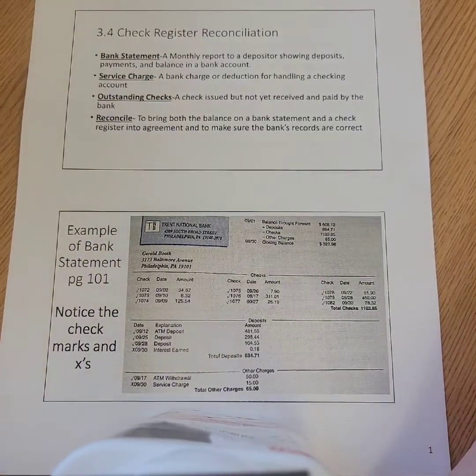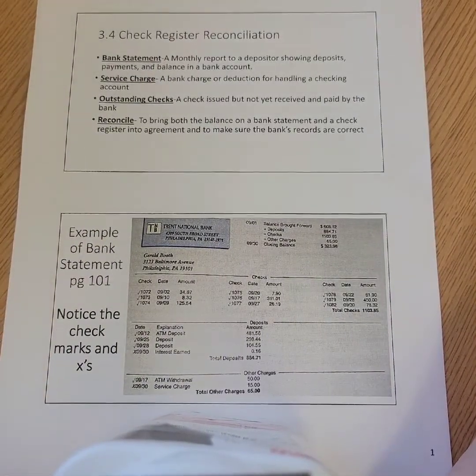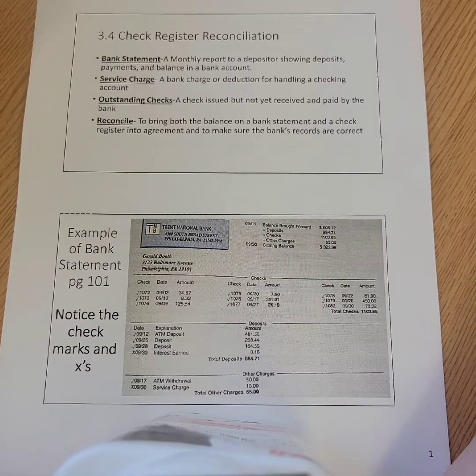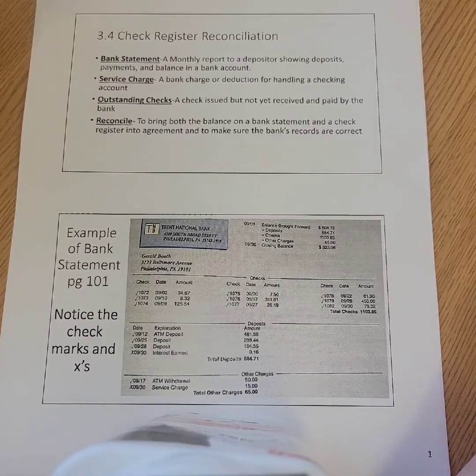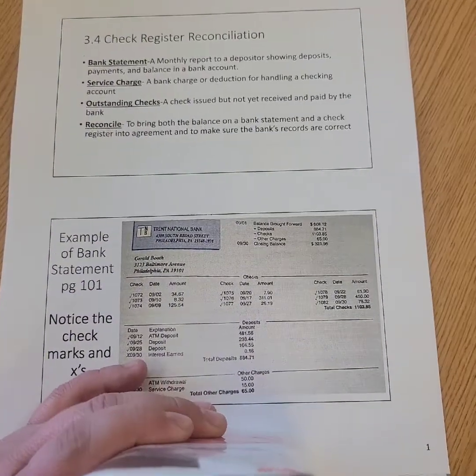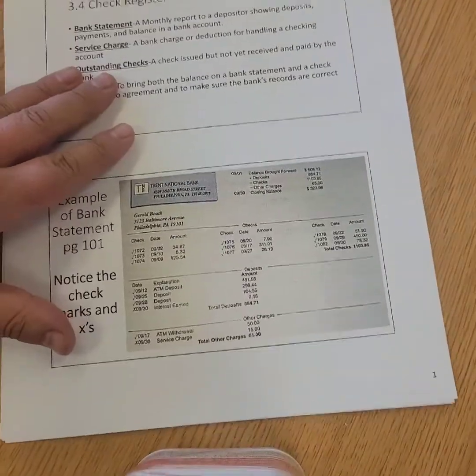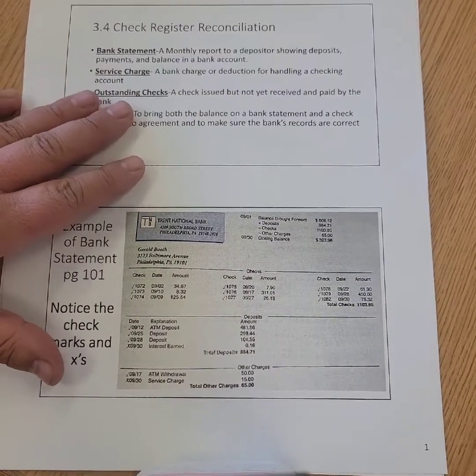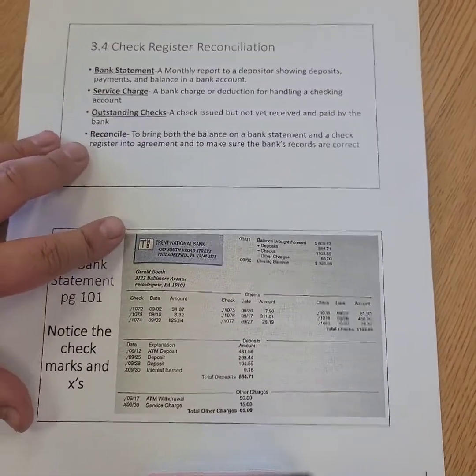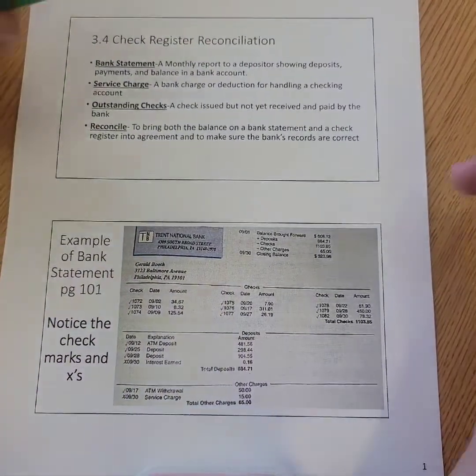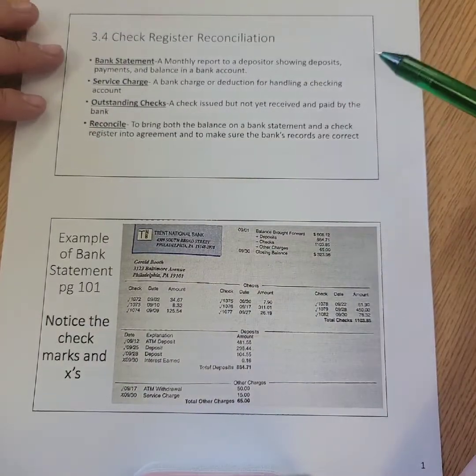Okay, 3.4 check register reconciliation. Sometimes people refer to this as balancing your checkbook. It's just making sure that what you think you have in your account is what the bank says you have in your account. So it's actually a really good thing to do. Unfortunately, I don't do it.